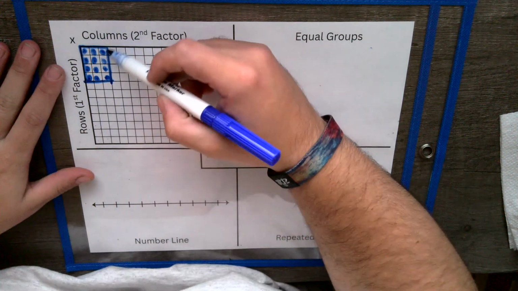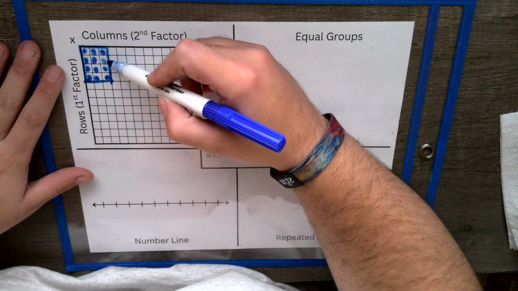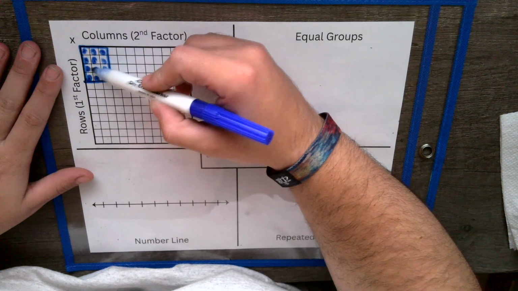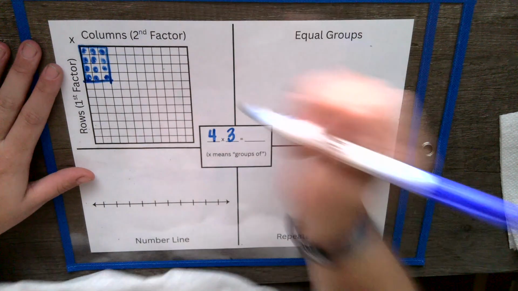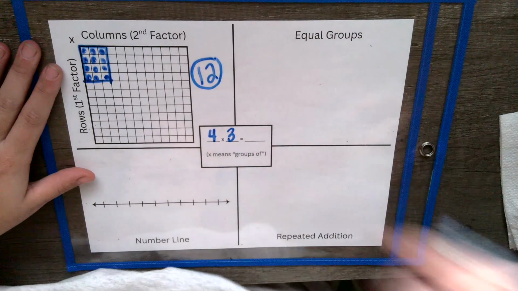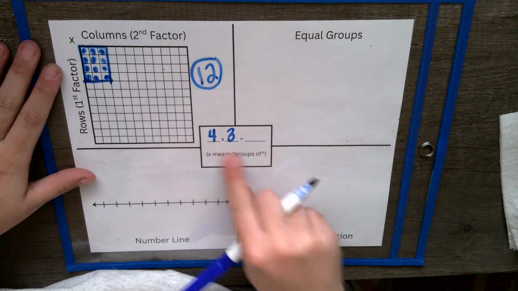So when I go to count the spaces that my array is covering, I have 1, 2, 3, 4, 5, 6, 7, 8, 9, 10, 11, 12. So using my array, I found that 12 is the product of 4 times 3.